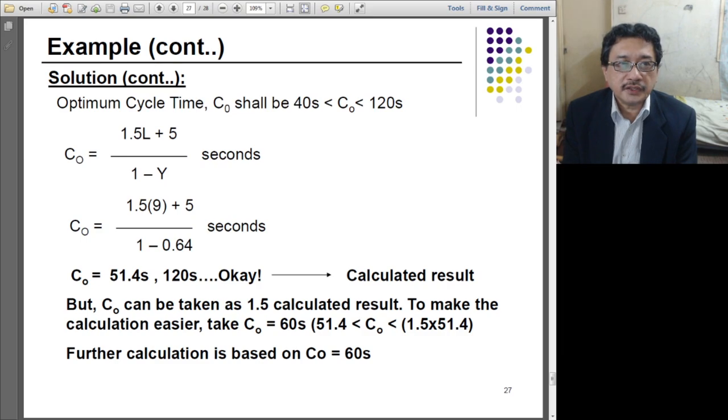Next, we continue with the calculation of optimum cycle time, CO, which shall be between 40 seconds and 120 seconds for optimum performance. CO is given by the formula 1.5 L plus 5 divided by 1 minus Y. We have already calculated the total loss time, which is 9 seconds, and the sum of the demand over saturation flow Y of 0.64. We obtain the optimum cycle time of 51.4 seconds, which is between 40 and 120 seconds. Therefore, the cycle time is okay. But for simplicity, we round the figure to 51 seconds and multiply by 1.5 to obtain about 60 seconds. We proceed with the calculation based on the cycle time of 60 seconds.